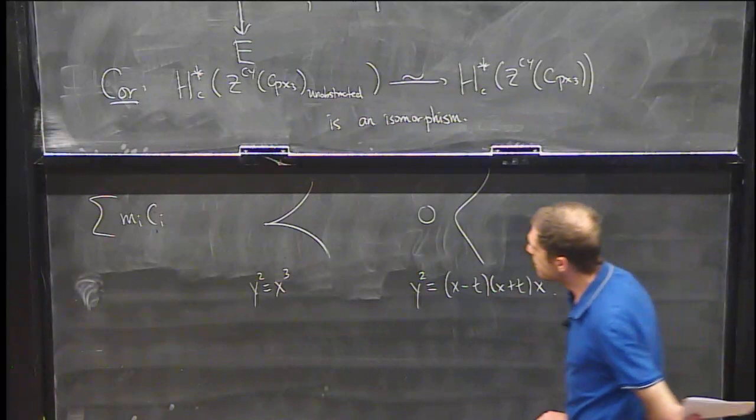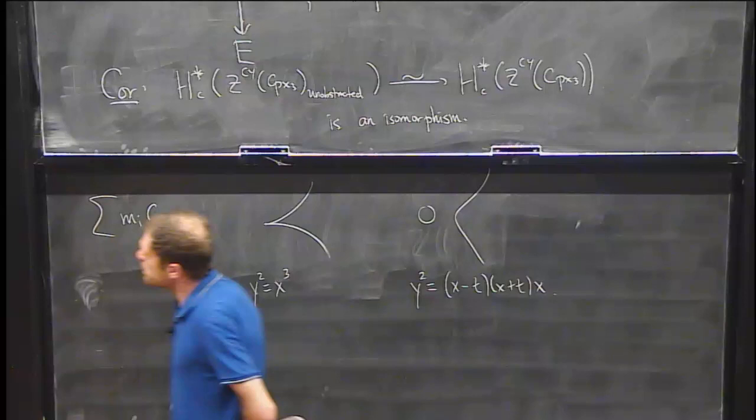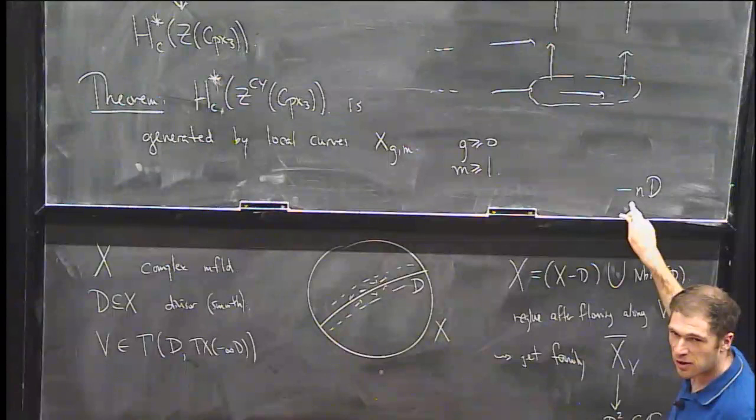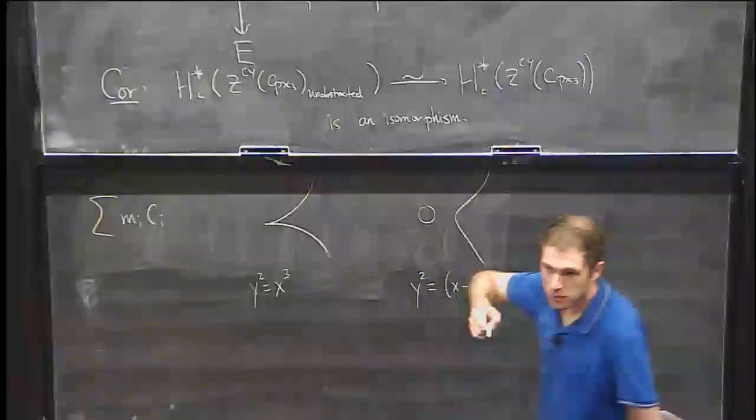Oh, yeah, so right, if I said minus nD, I would allow a pole along D with order n. So minus infinity D means I allow a pole on D of arbitrary order.